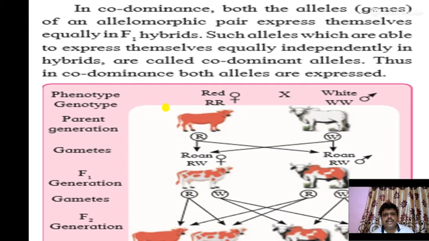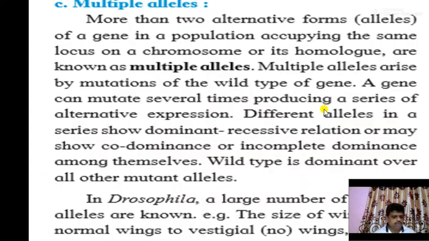When this red coat color cattle is crossed with the white one, they will produce the F1 progeny, and that F1 progeny will be the roan. Roan means it is a mixture of the red and the white. As I said earlier, in codominance, both the genes in the allelomorphic pair express themselves equally. So the roan is a mixture of the red and the white. So it is a classical example of codominance.